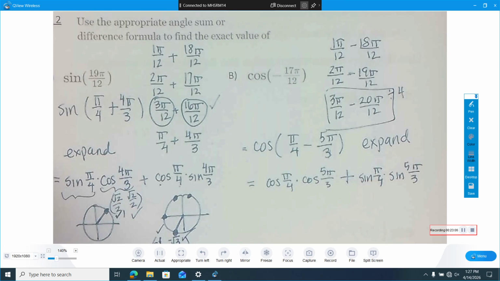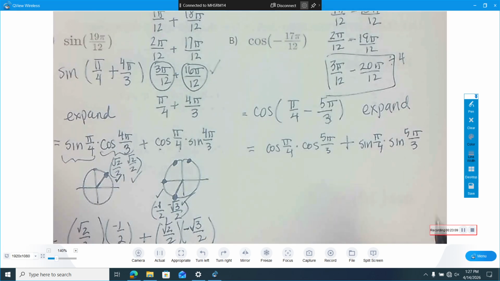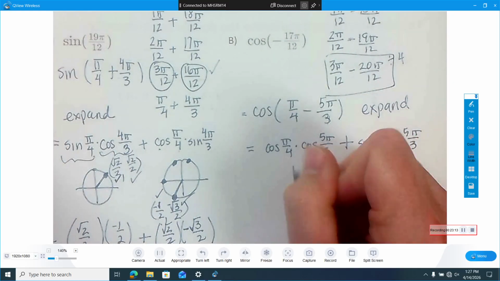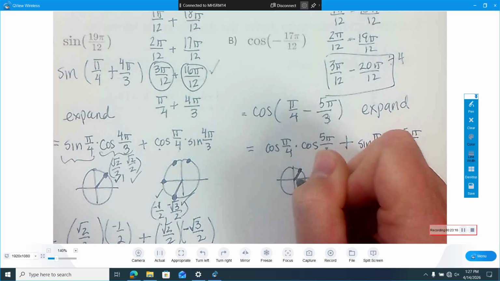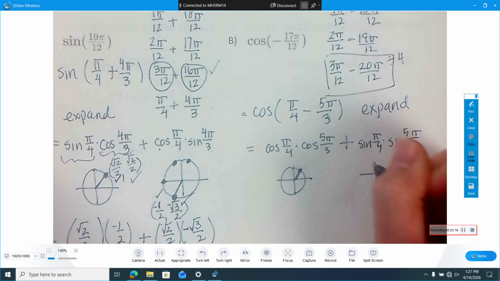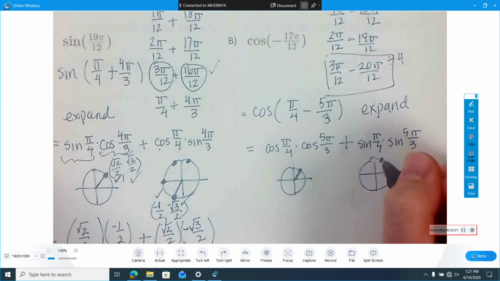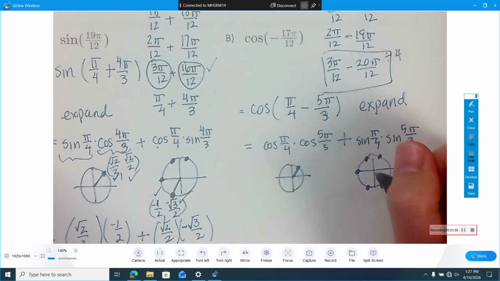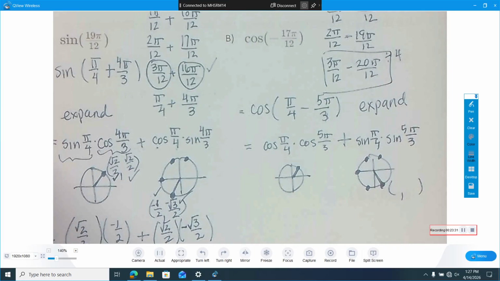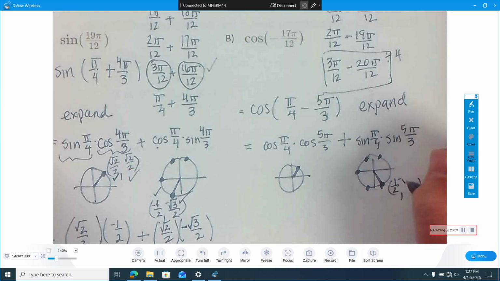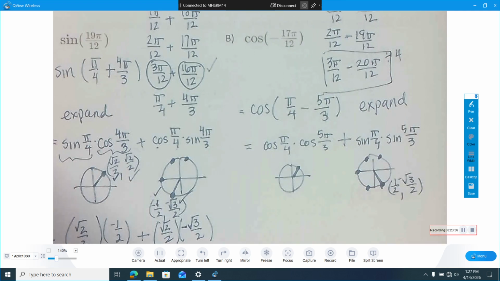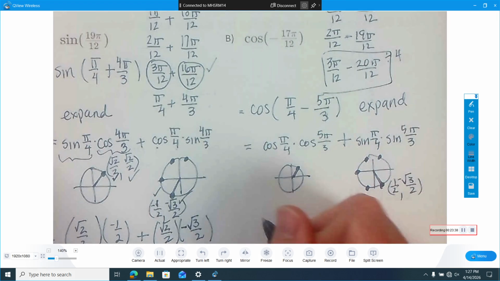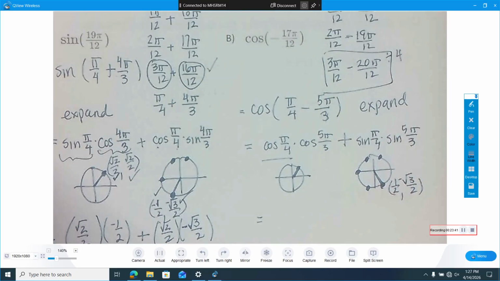All right. So, I get to use the same pictures, right? Oh, no, not quite. I'm just going to redraw. Here we go. That's the pi over 4. And 5 pi over 3: 1 pi over 3, 2 pi over 3, 3 pi over 3, 4 pi over 3. Here's 5 pi over 3. What's the ordered pair at 5 pi over 3? Good. Negative radical 3 over 2. And the other one's rad 2 over 2. Okay, perfect.